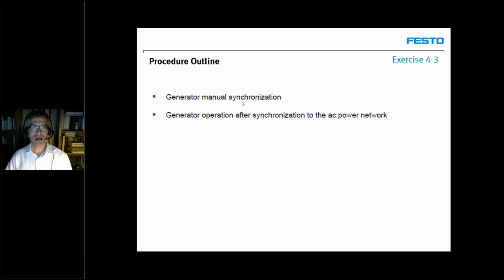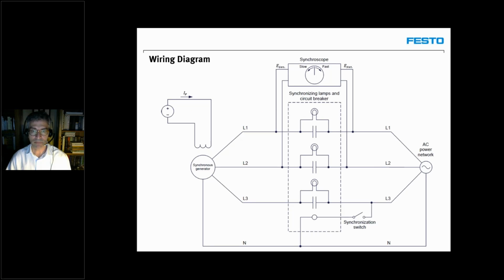So the procedure outline for the next exercise: First, we will start with the synchronization itself. So we will perform the manual synchronization of our generator with the network. And then the last part of the exercise will be to look at the generator operation after it is synchronized with the network.